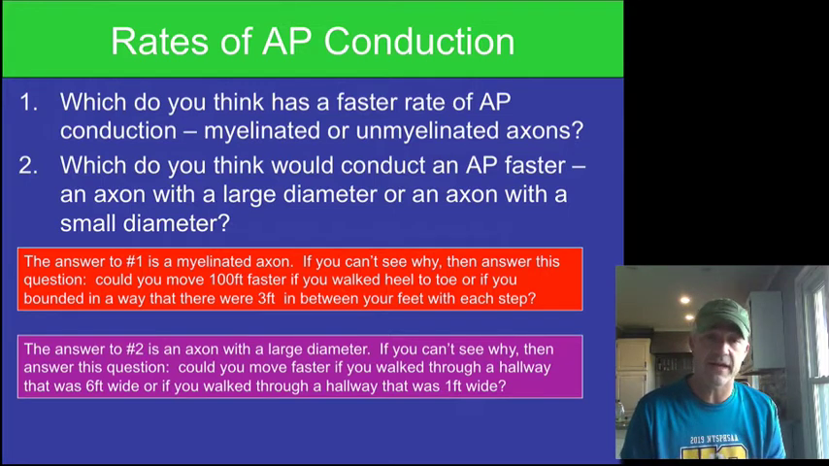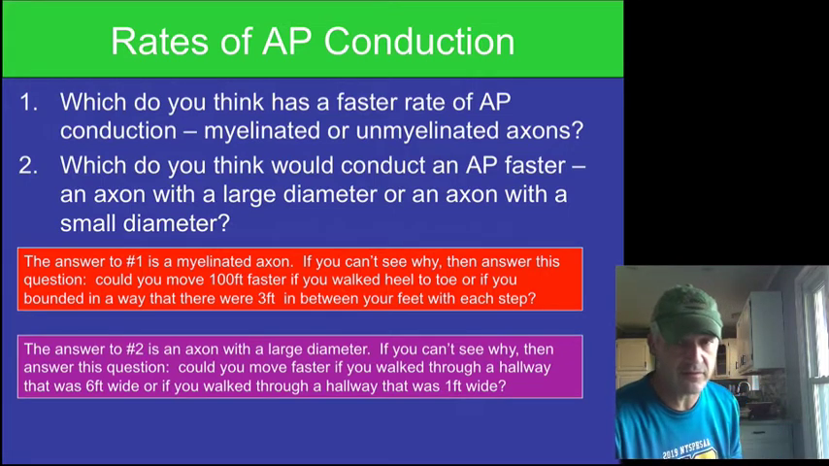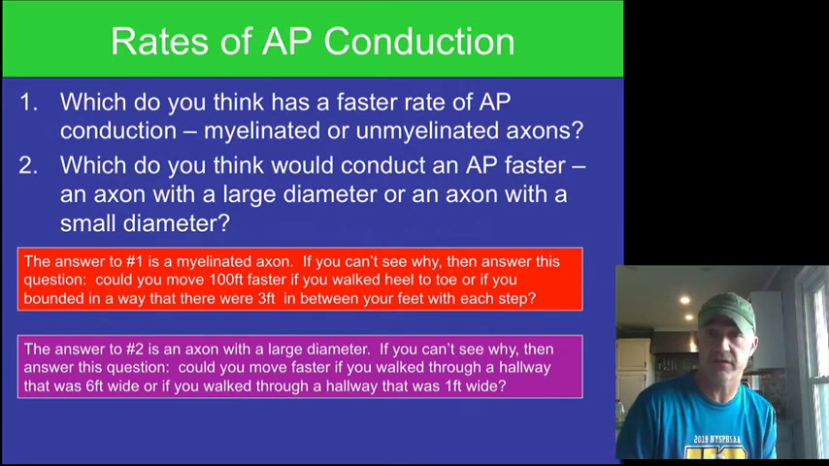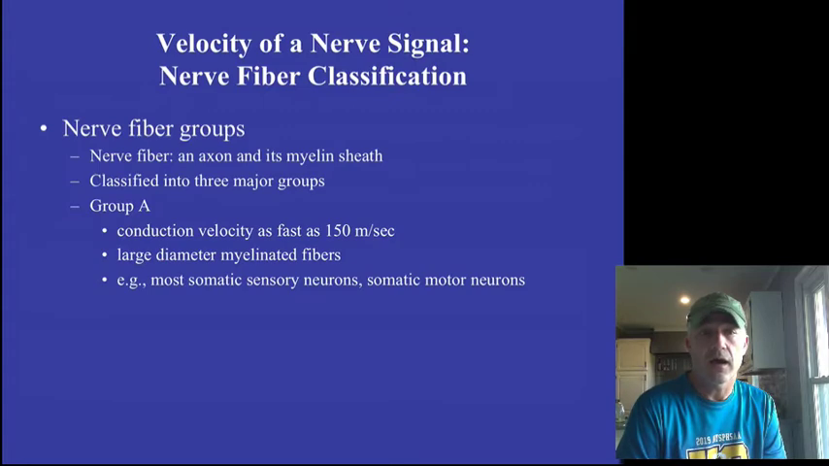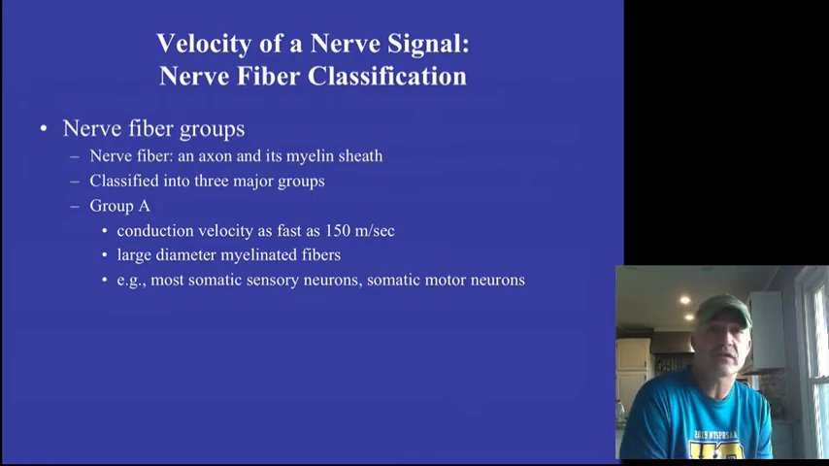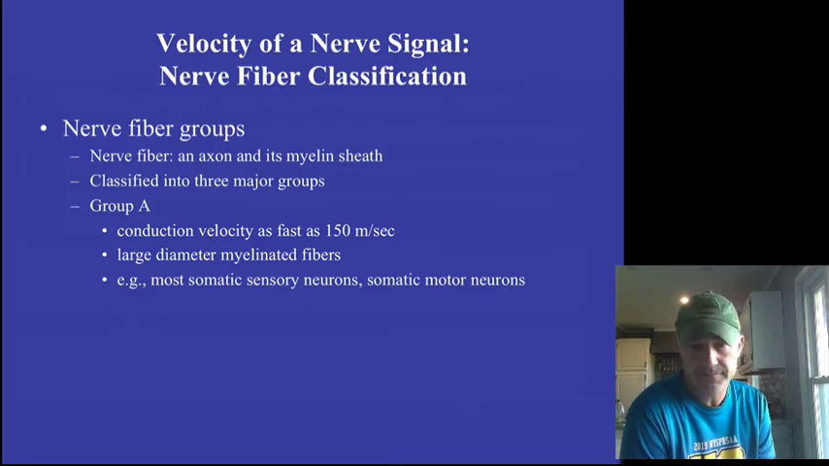And again, a wide diameter myelinated axon is going to be your fastest type of conduction. We're going to see that there are different types of nerve fibers. You have these different classes of nerve fibers that are either myelinated, wider, other stuff like that. So group A, these are the ones at 150 meters a second. I mean, that's approaching about 280 miles an hour in terms of those speeds.